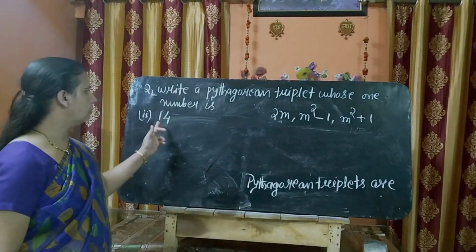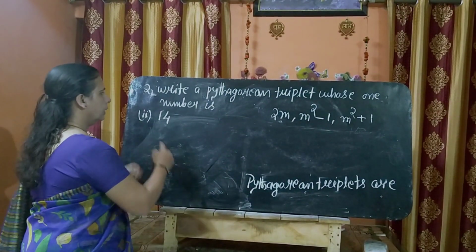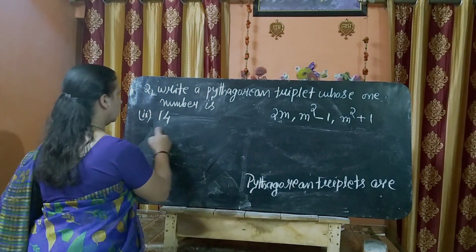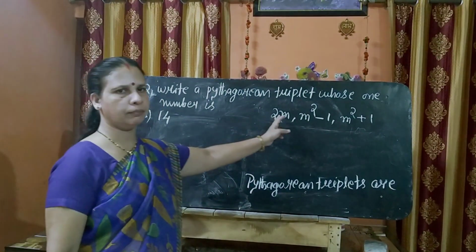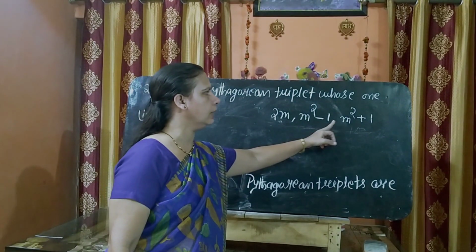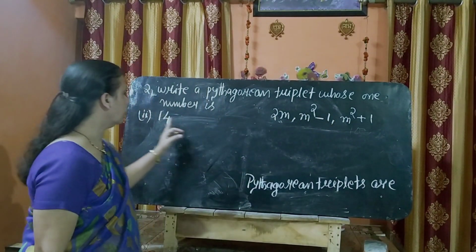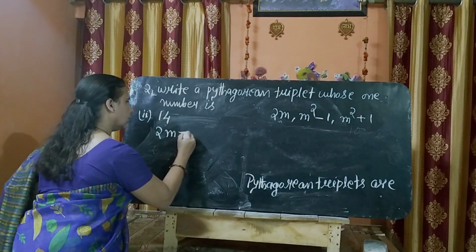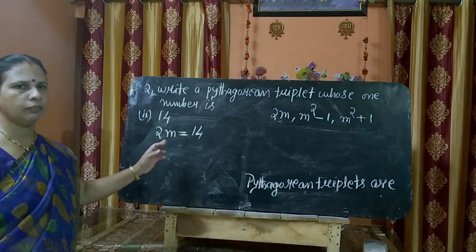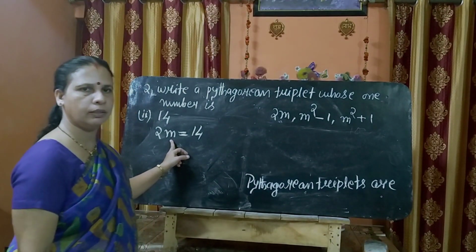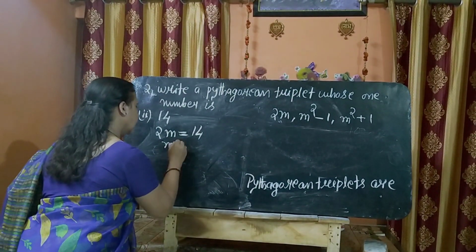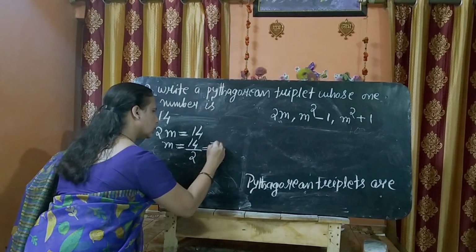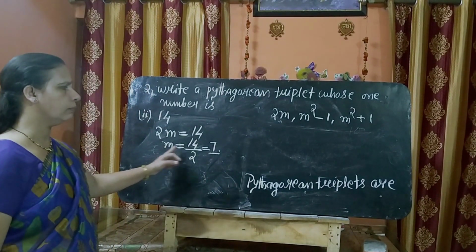Next part is 14. What is 14? 14 is 2m. Here Pythagorean triplets are 2m, m square minus 1, m square plus 1. Here the question given is 2m. We can take it as 2m is equal to 14. From this 2m, we have to find out m. M is equal to 14 divided by 2, that is equal to 7. We got the value of m as 7.